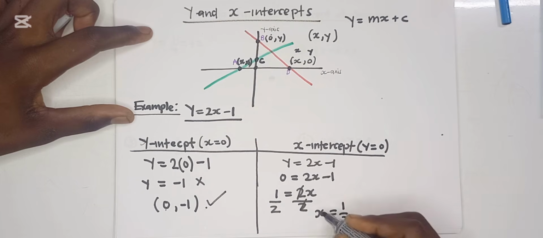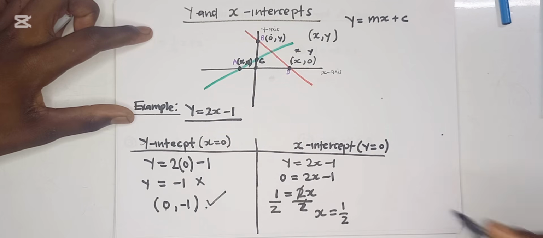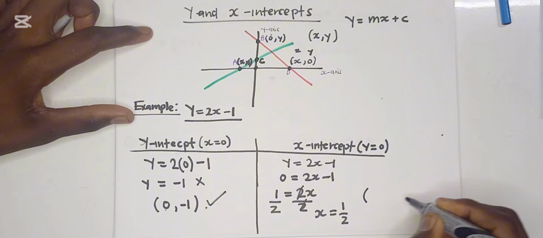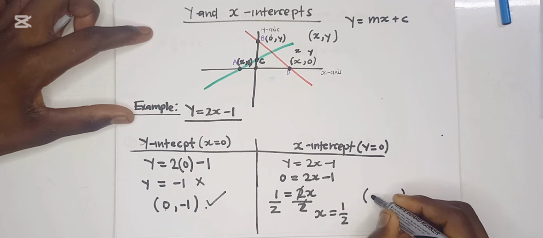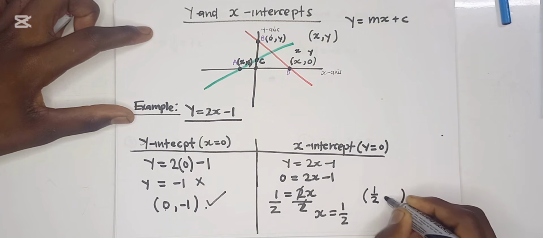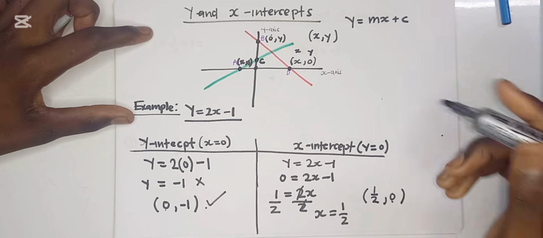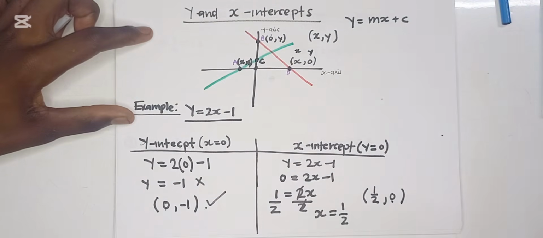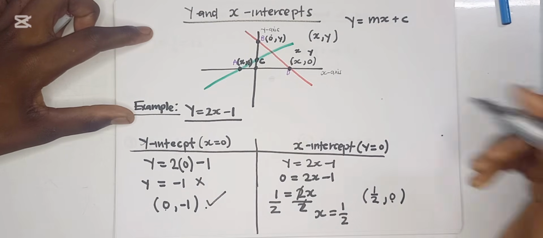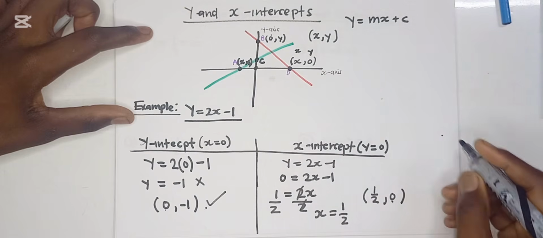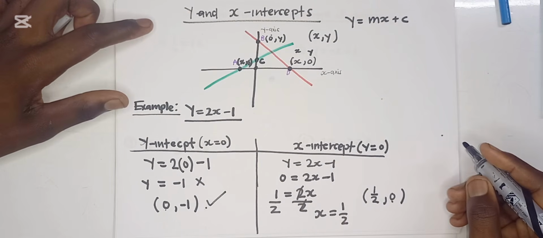Bear in mind, this is not an x-intercept. It's the x-coordinate of the x-intercept. The x-intercept is the coordinate, which is this one, going to have 1/2 and 0. Why do we have 0 here? It's because any x-intercept already has the y coordinate equal to 0, because it is found on the x-axis of the graph.